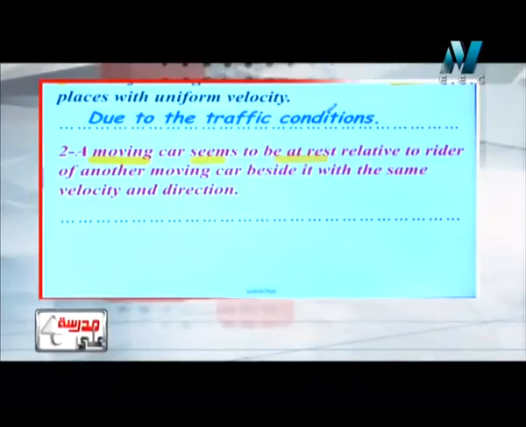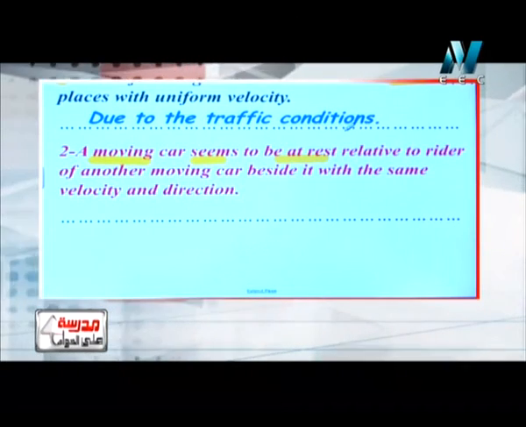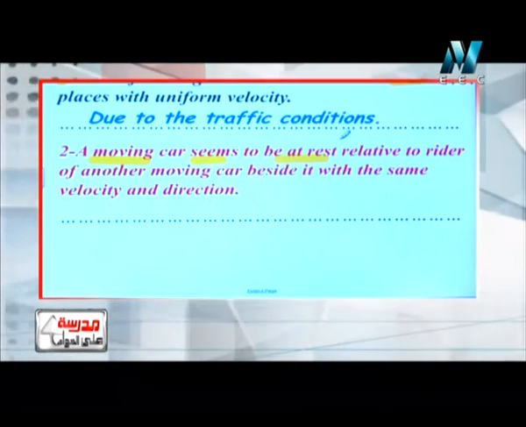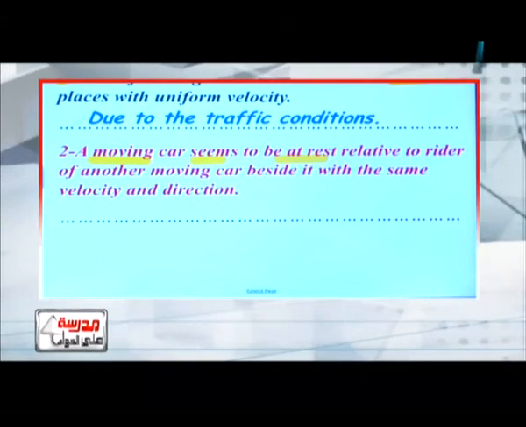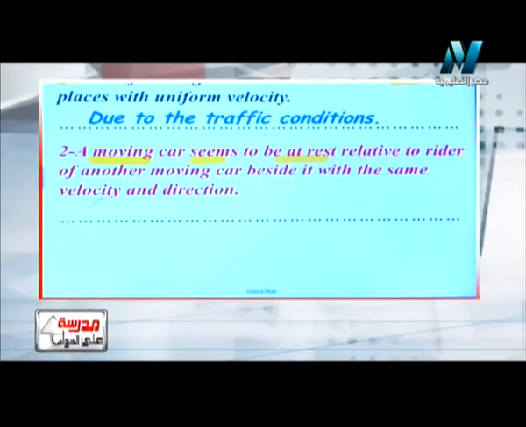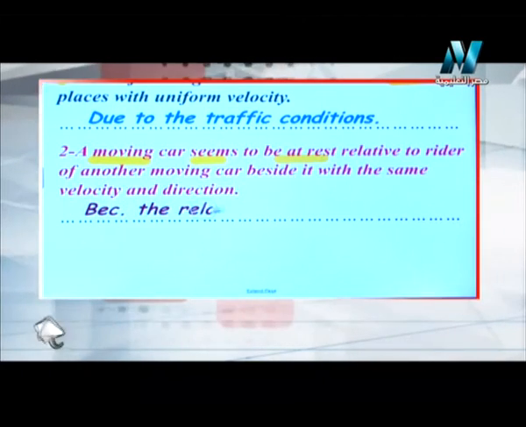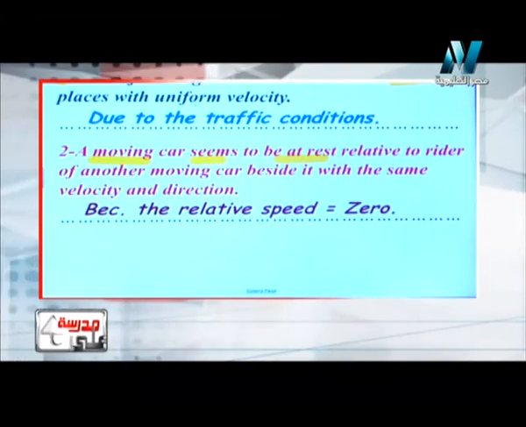So number 2, give reason for: a car seems to be at rest relative to the rider of another moving car beside it with the same velocity and direction. Because in this case, the relative speed equals what? The relative speed equals 0.